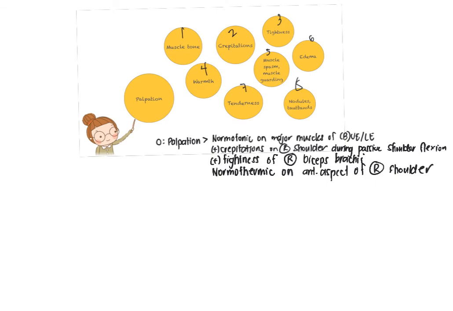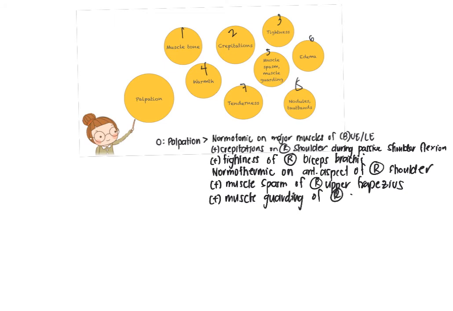Alright, positive muscle spasm of, let's say, right upper trapezius, or positive muscle guarding of right upper trapezius. Okay, so what is the difference between the two, muscle spasm and muscle guarding?